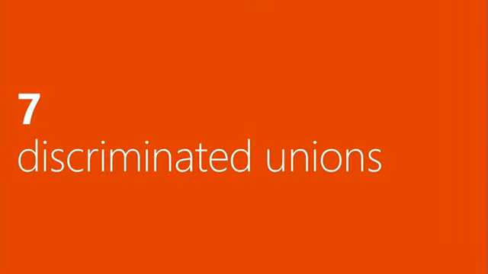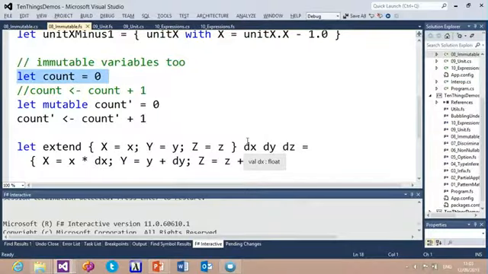Discriminated unions are the other main sort of native, or idiomatic, F# data type. So we've seen these record types, which have a sort of single shape. They just bind a set of fields together pretty much. But what happens if you've got the case where you need to have different cases, different shapes of data, like in a class hierarchy?